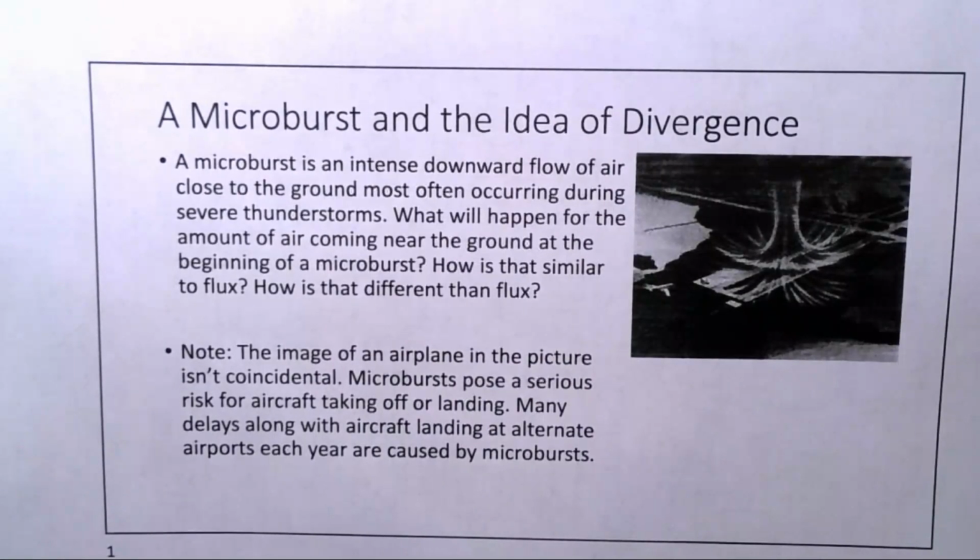So the deal is, with microbursts, you have something called divergence. Divergence is the amount of fluid that moves away from a point. It is similar to flux in that we are measuring fluid moving towards or away from something. However, it is different than flux in that it is now based on a point and not a boundary curve.